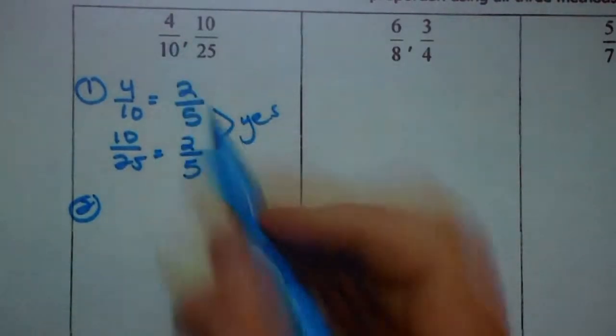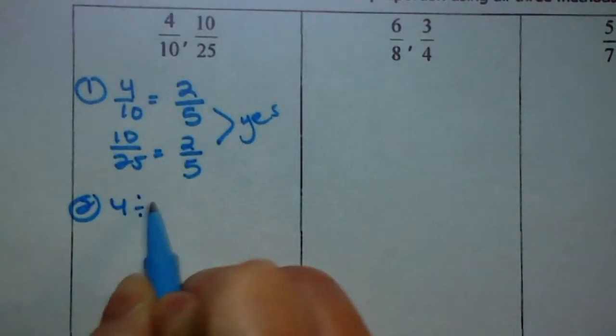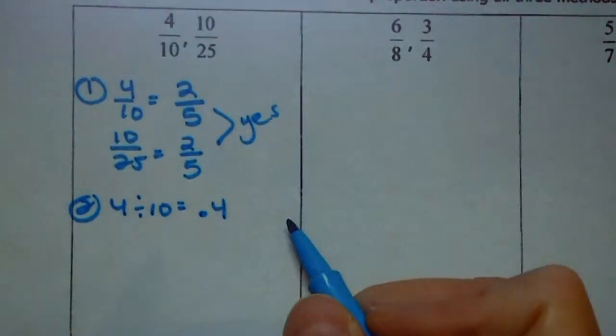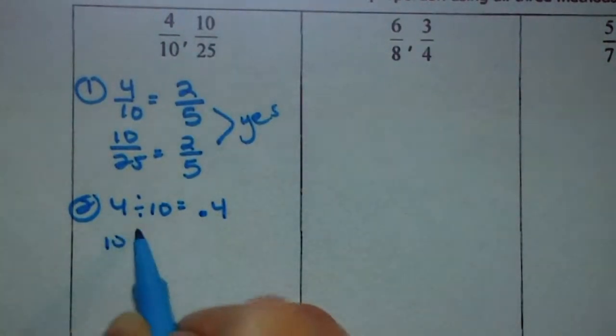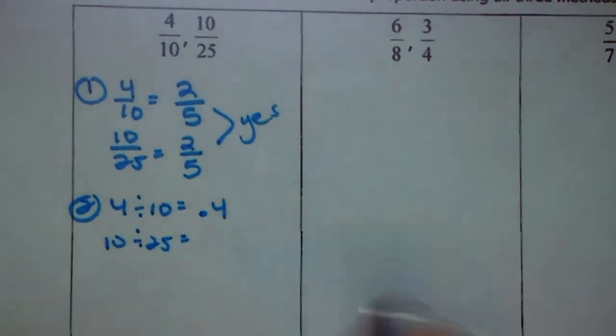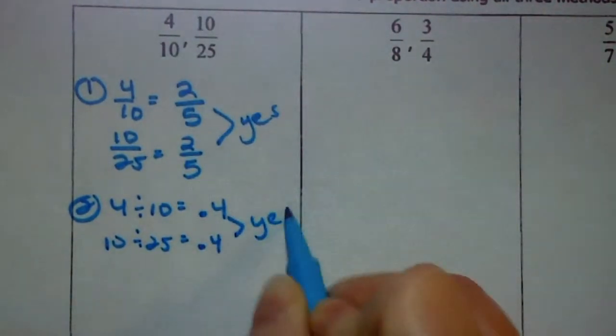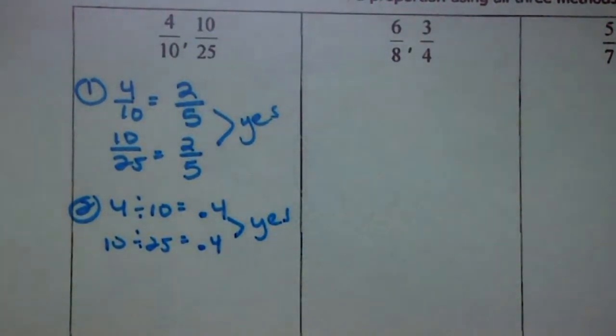So for the first fraction, 4/10, you can take 4 divided by 10, and you get 0.4, which makes sense because it's 4/10, right? And then we can take 10 divided by 25, and if you have your calculator handy and you take 10 divided by 25, you end up, yes, getting 0.4. It's a yes. It's always going to be yes once it's a yes for one method. Different methods won't give you a different answer unless you do it wrong.